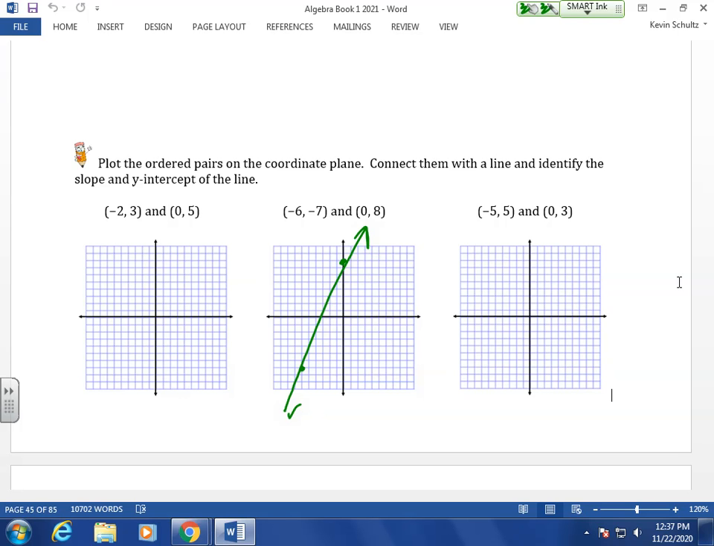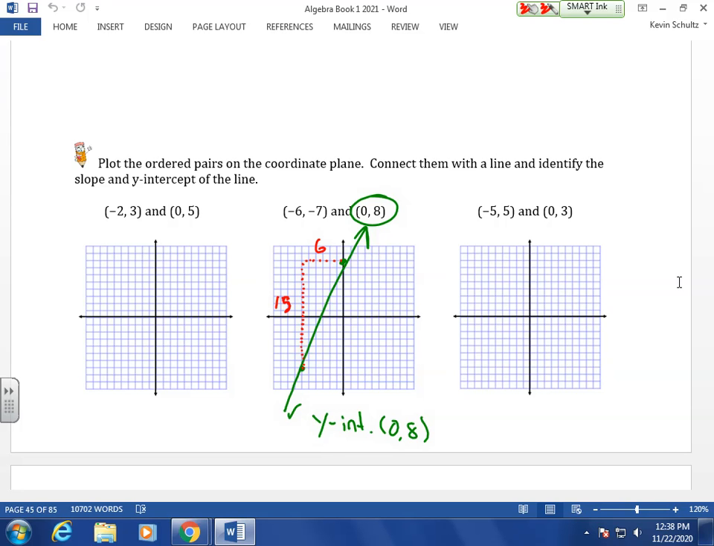Well, the y-intercept is actually given to you, right? Whenever x is 0, that's the definition of a y-intercept. X is 0. That means it's crossing the y-axis at that point. So the y-intercept is 0, 8. And we can get that from the ordered pairs, or by looking at the graph, where it crosses the y-axis. And for the slope, we're going up, is that 15? And over 6.